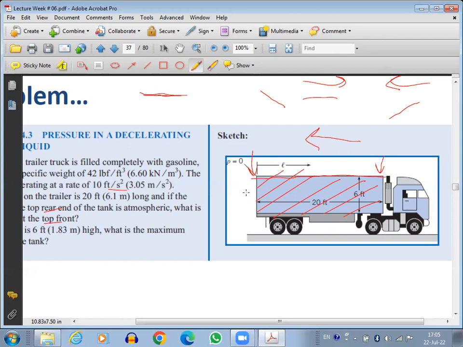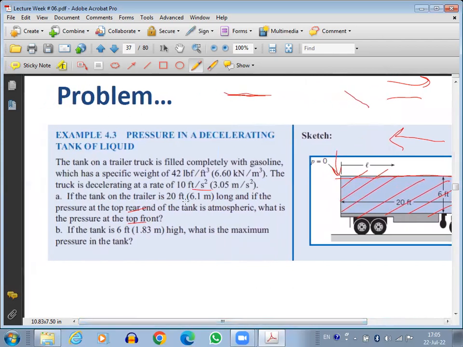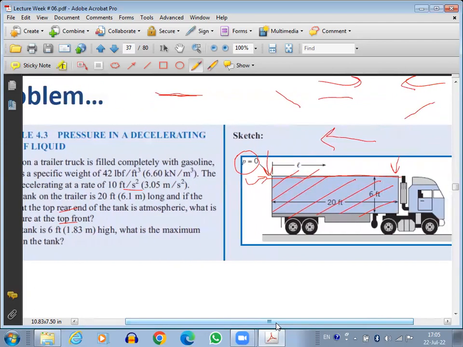Okay. So it is said that if the tank on the trailer is 20 feet and if the pressure at the top rear end of the tank is atmospheric, here it is atmospheric pressure. So gauge pressure will be 0 at the top rear end. This is not the front end. This is the rear end, backside. So at the top rear end, the pressure is atmospheric. So what is the pressure at the top front end? So we want to know, okay, at this point, what is the pressure? This is part A. And the second thing is that what is the highest pressure, maximum pressure in the tank?